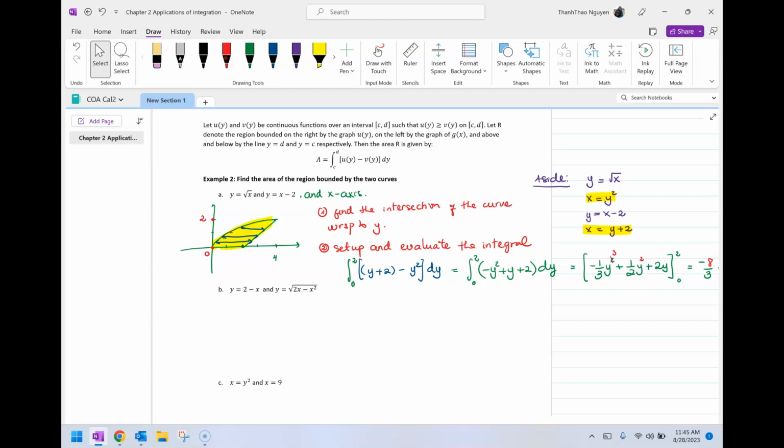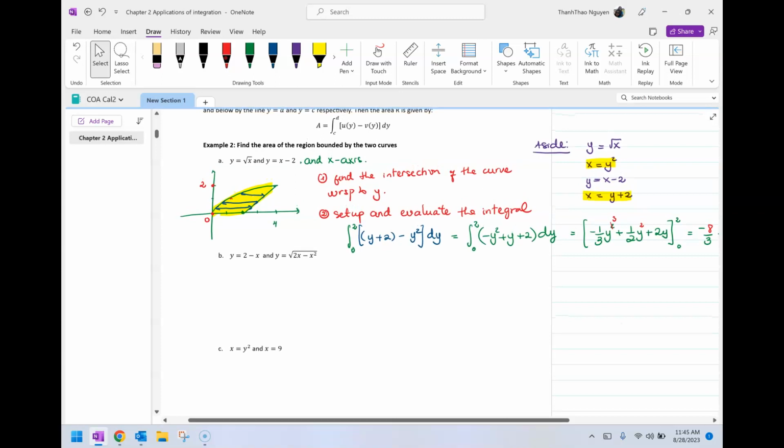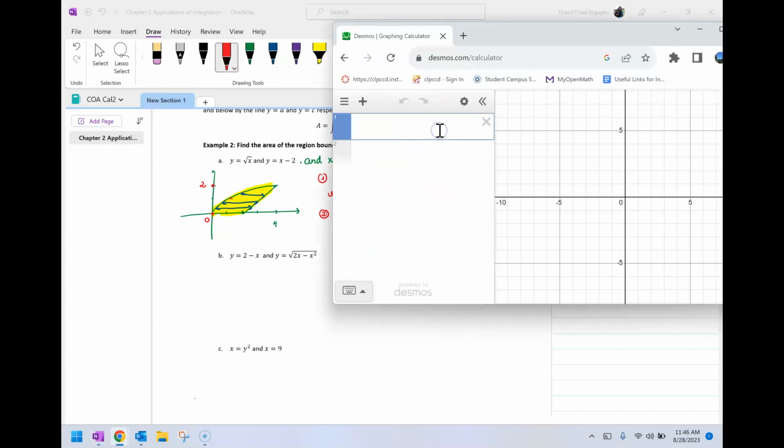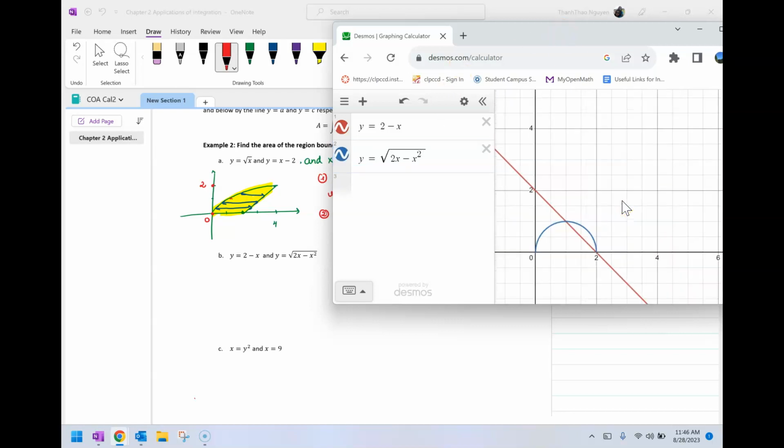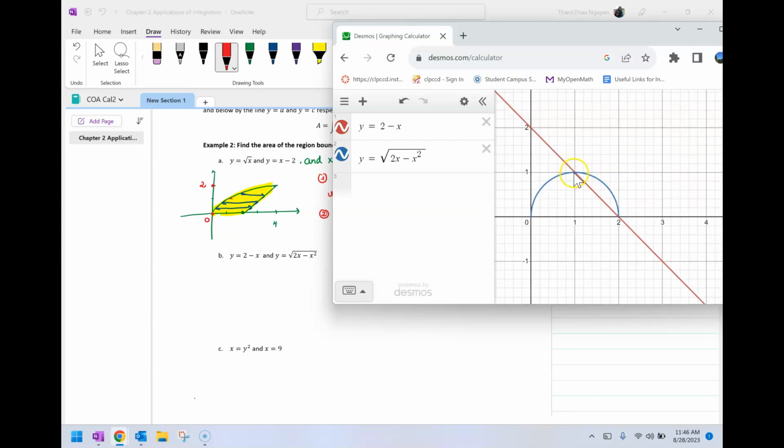I will now sketch the graph of this. I'll go ahead and sketch this graph using a graphing tool, and then we'll put the rough sketch of the graph onto our paper. So as you can see, this is the region. These are the two curves, and the intersections are at the points 2, 0 and 1, 1. So y equal square root of 2x minus x squared is the blue semicircle, and the line is y equal 2 minus x. So let's go ahead and copy this graph onto our paper.